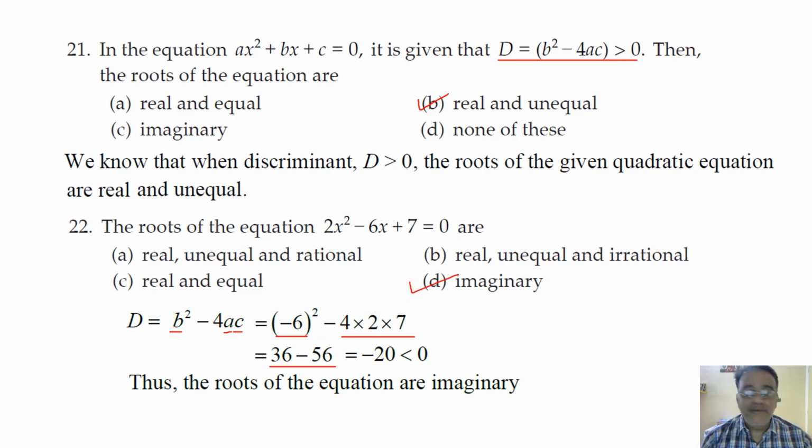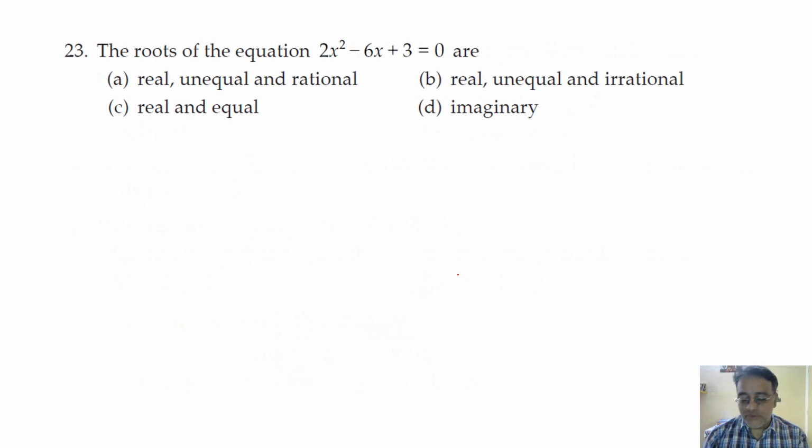So now we are moving toward question number 23. The roots of the equation 2x square minus 6x plus 3 is equals to 0 are real, unequal and rational. Rational will happen only when D is a perfect square, right? Real, unequal and irrational will happen when D is not a perfect square. You got my point? Yes, sir. How do we write the formula? Minus b plus minus root D upon 2a, right?